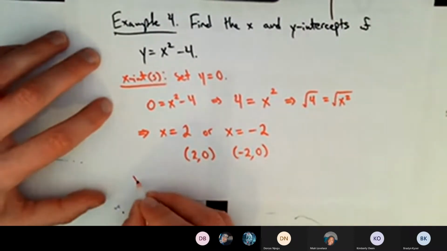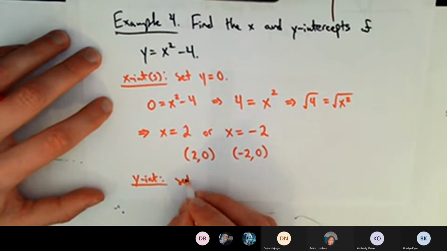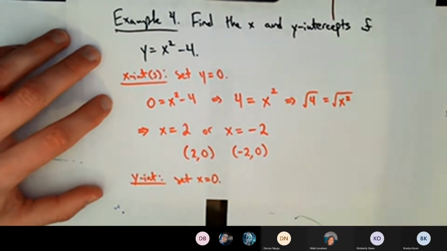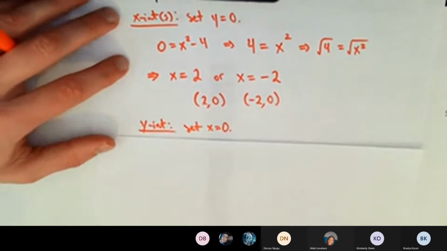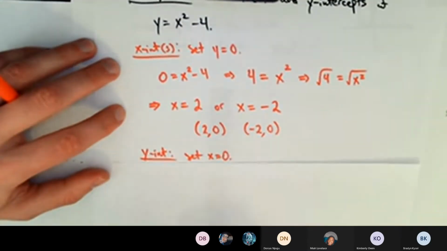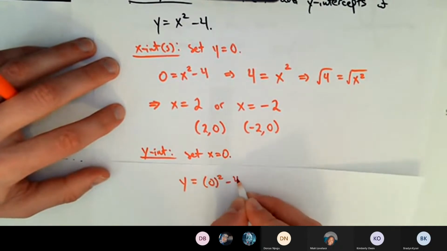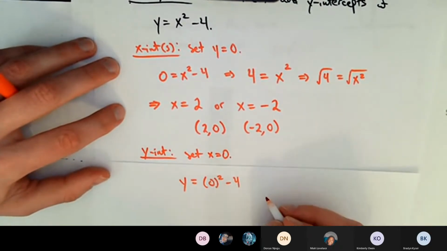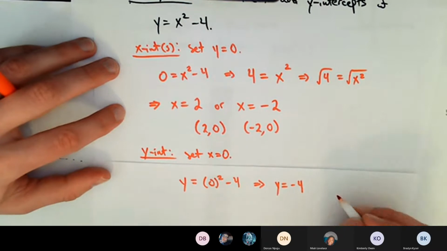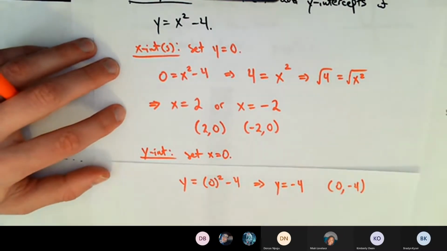And by the way, the y-intercept, usually the y-intercept is much faster to solve. Just takes a little bit of evaluation. So setting x equal to 0 in the function, or not the function, the equation. So we'll have y is equal to 0 squared minus 4, which is going to be y is equal to negative 4. So the y-intercept is 0, negative 4.